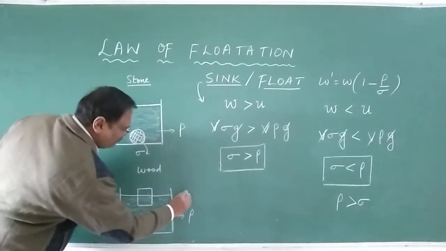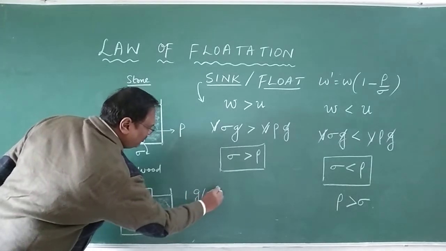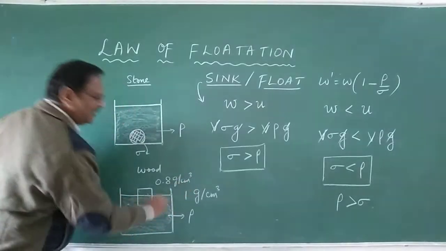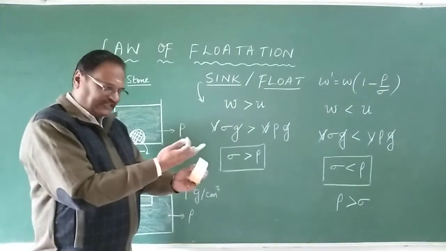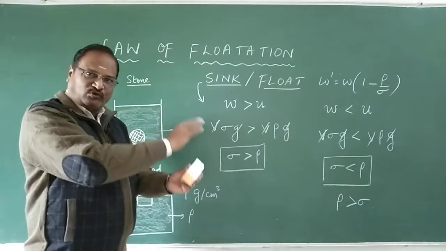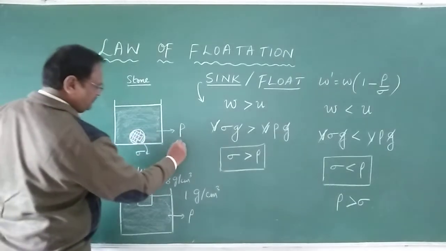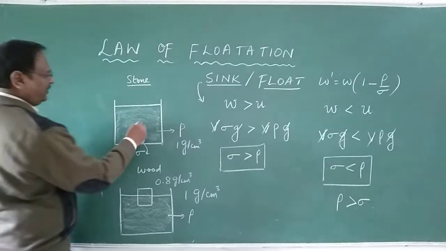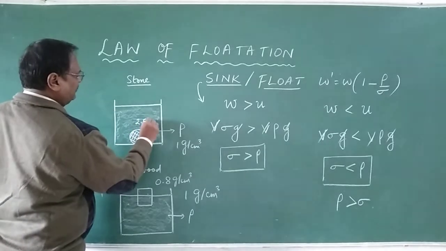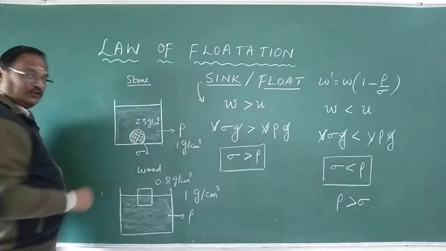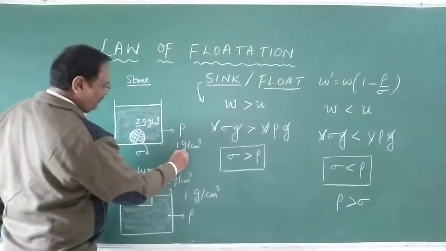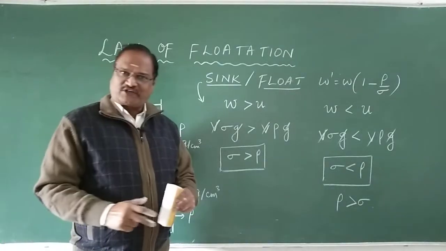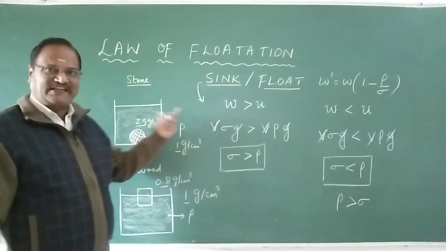I'll give you a simple example. Density of water is 1 gram per cubic centimeter. Density of wood is around 0.8 gram per cubic centimeter. So what will happen? This wood will be given an upthrust and it will be floating. In this case, water is again 1 gram per cubic centimeter, and that of the stone or any metal will be around 2.5 gram per cubic centimeter. So naturally 2.5 is greater than 1, so it sinks, and 0.8 is less than 1, so the body will float. You understand? It can sink or it can float.